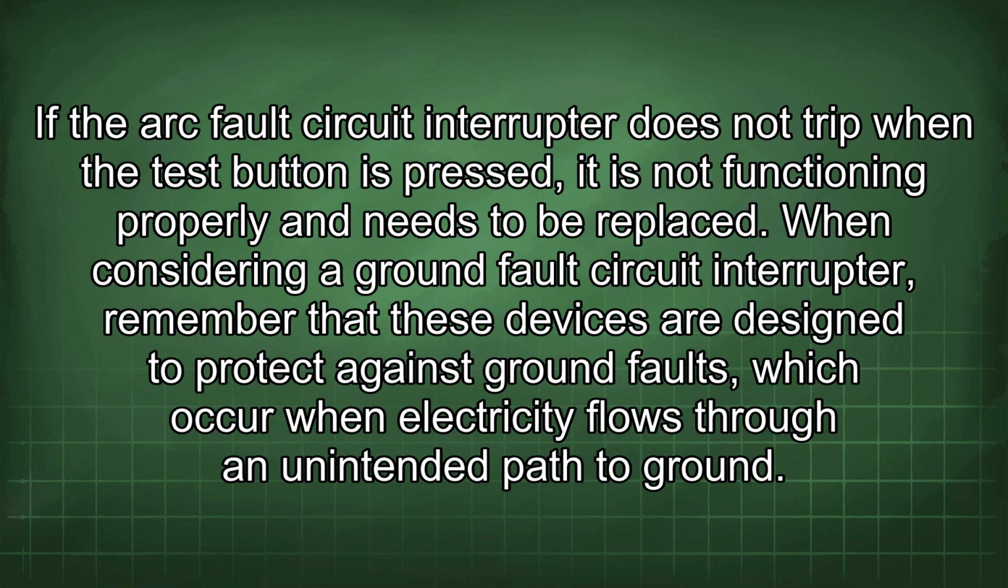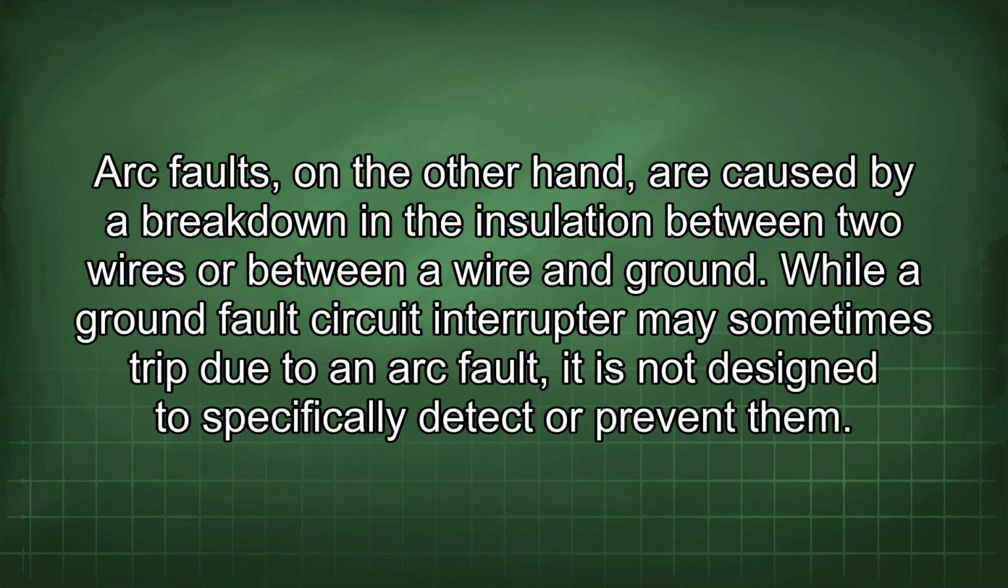When considering a ground fault circuit interrupter, remember that these devices are designed to protect against ground faults, which occur when electricity flows through an unintended path to ground. Arc faults, on the other hand, are caused by a breakdown in the insulation between two wires or between a wire and ground. While a ground fault circuit interrupter may sometimes trip due to an arc fault, it is not designed to specifically detect or prevent them.